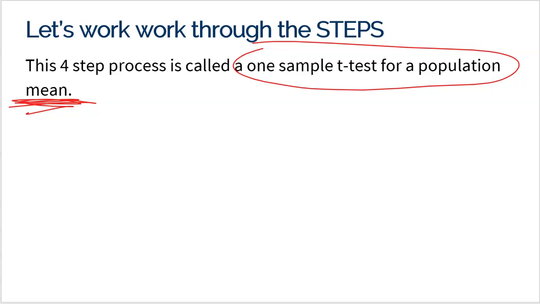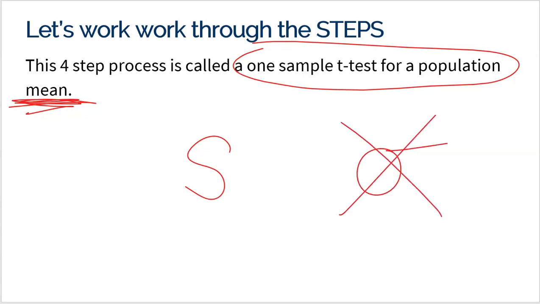Please, this might actually come up on the AP test. Why are we using a t-distribution? Because we only know S, the sample standard deviation. We do not know the standard deviation of the entire population. Unfortunately, sorry. So that is why the t-model is needed.